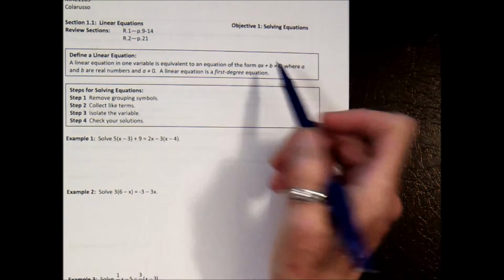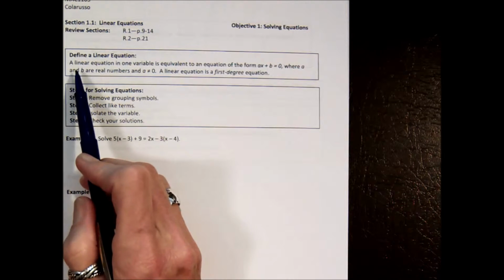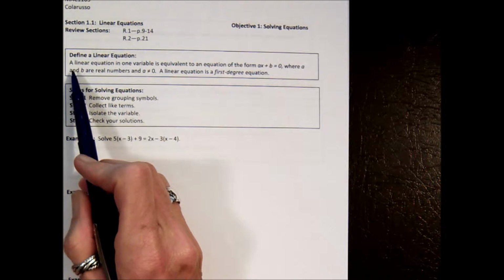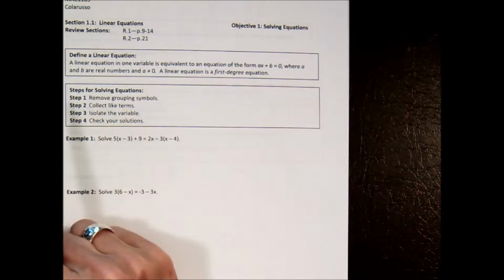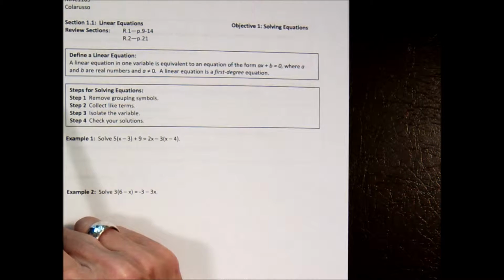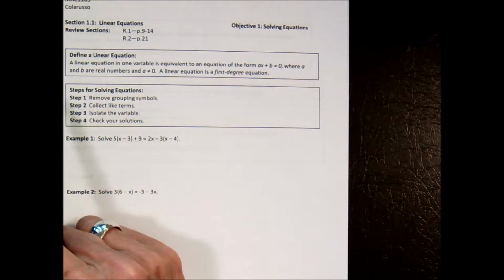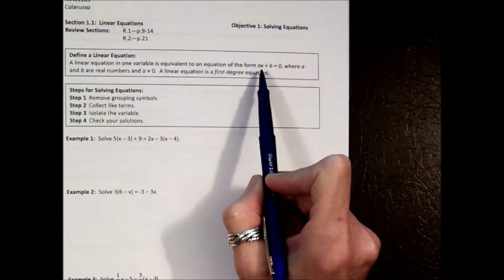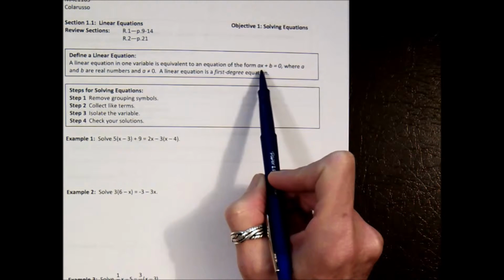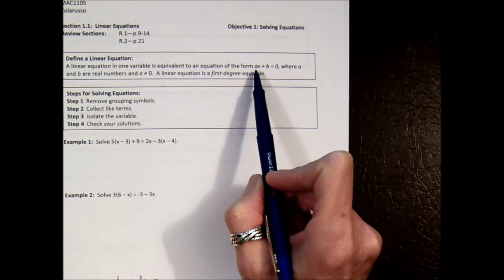This section is on solving linear equations, and so let's define a linear equation at the top of your notes. It says a linear equation in one variable is equivalent to an equation of the form ax plus b equals 0, where a and b are real numbers and a is not 0. And a linear equation is a first degree equation, meaning that the exponent on the variable is an implied 1. There is no squaring or cubing or anything.